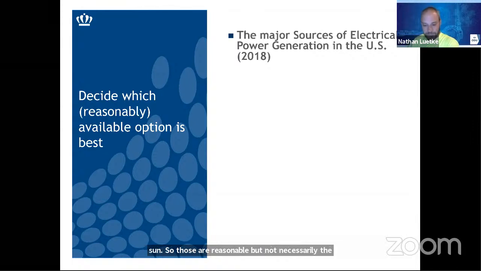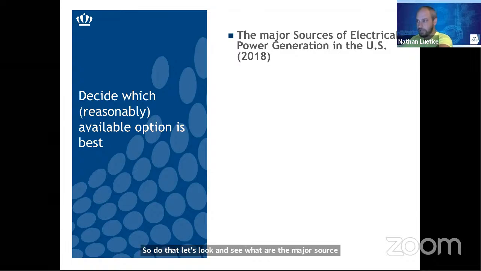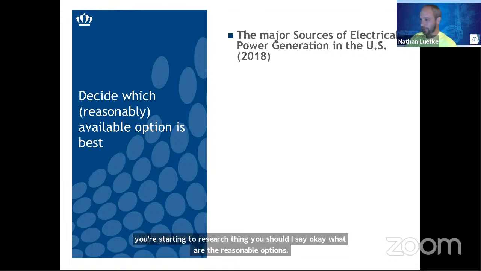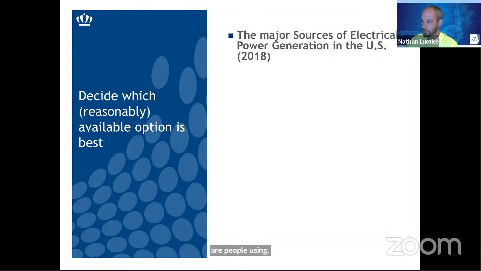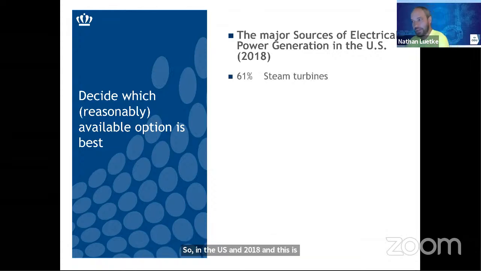So to do that, let's look at the major sources of electrical power generation in the US. When you're starting a research project and trying to figure out the reasonable options, this is where you go online and do some research. What are people using? Then you can start to figure out which one you want to focus on. So in the US in 2018, and this is very similar now, it hasn't really changed much, this is just the most recent data that came out in 2019.